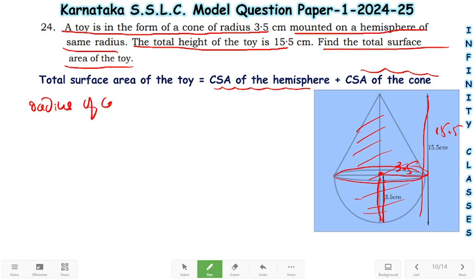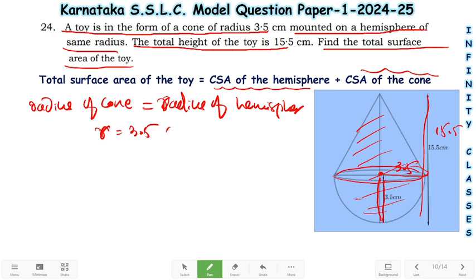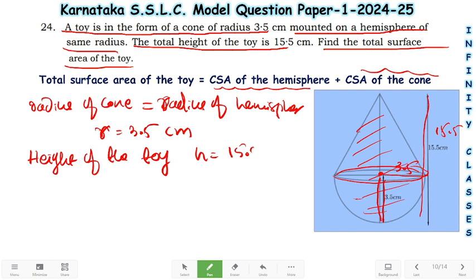Radius of cone is equal to radius of hemisphere. That is R is equal to 3.5 centimeter. Next, height of the toy. Height of the toy is H is equal to 15.5 centimeter.